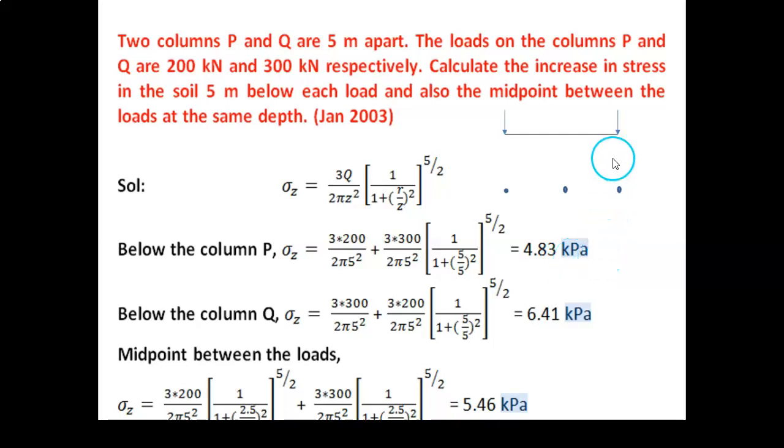When you take the point directly below the column Q, then whatever the load that is acting on column Q will become direct load and the other load will become neighboring load with a radial distance of 5 meter. So substituting these values in the equation and by taking the sum of stresses, we'll get the increase in stresses 6.41 kN per meter square.